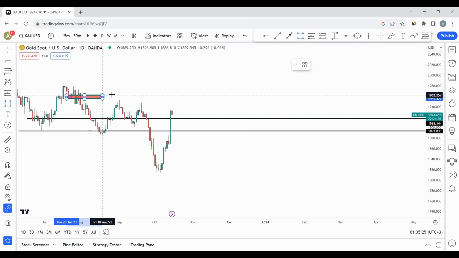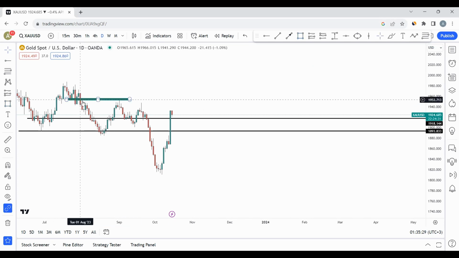When the market created this M and created this neckline here, we had a false breakout, broke down, broke up, but the area was not tested. Yes, there was a test here, but not a proper test. The market came back and tested it, right? So we're done with that level.